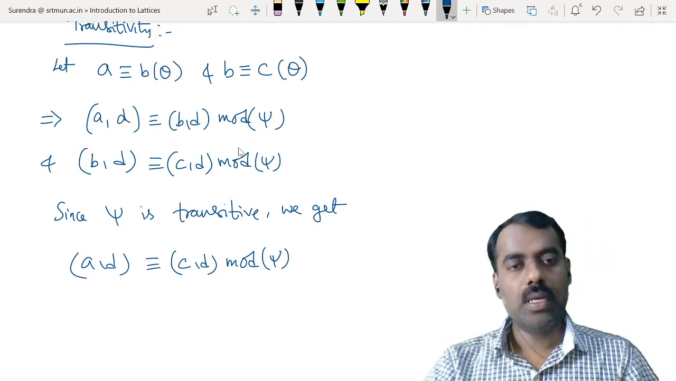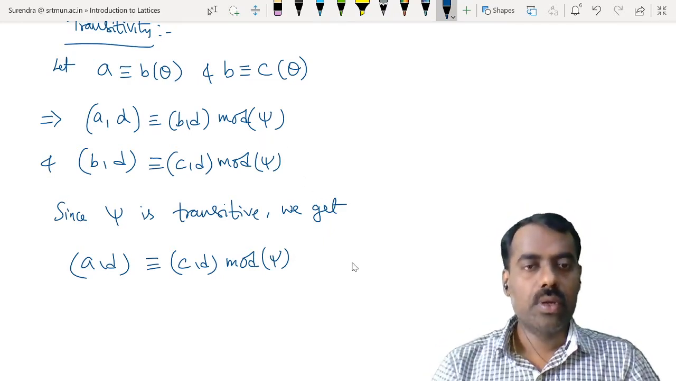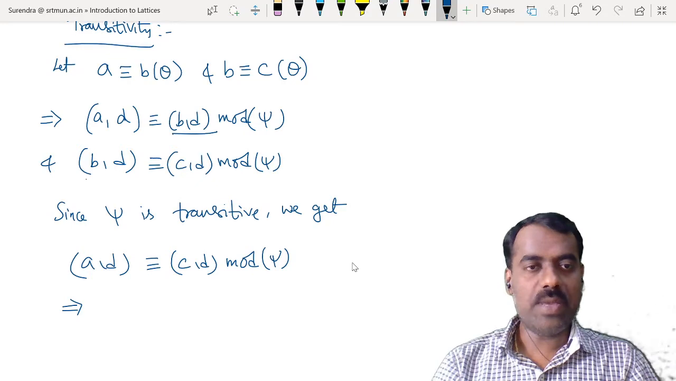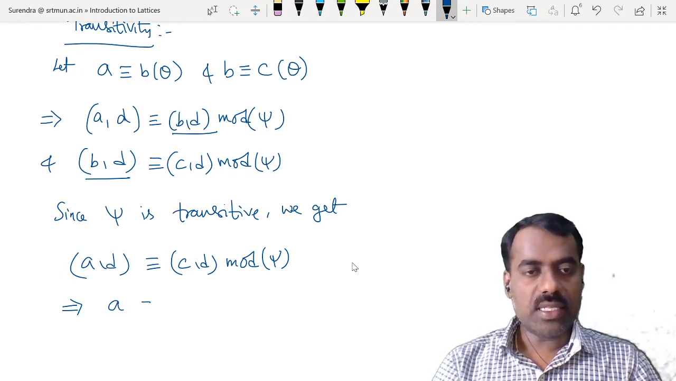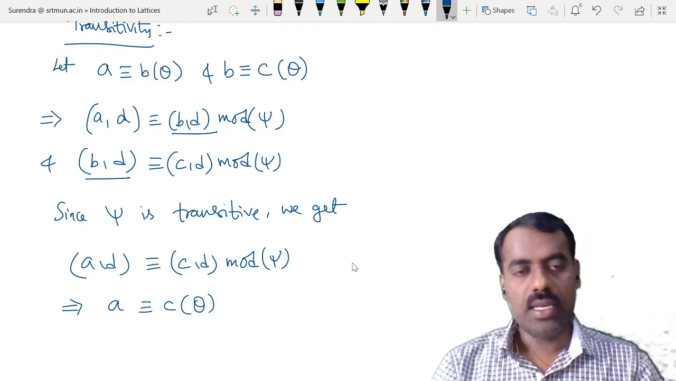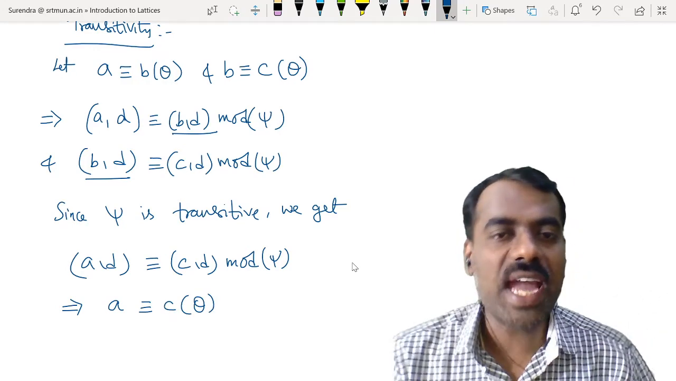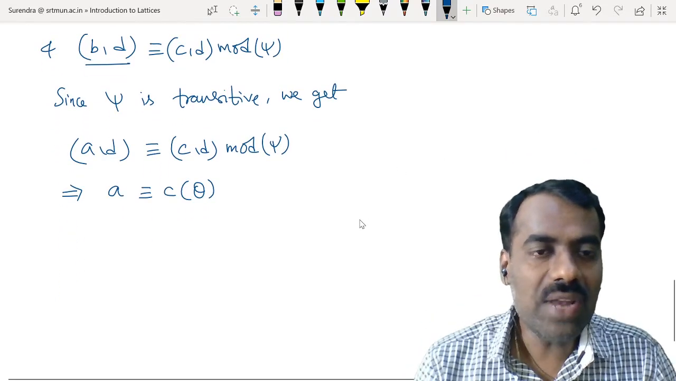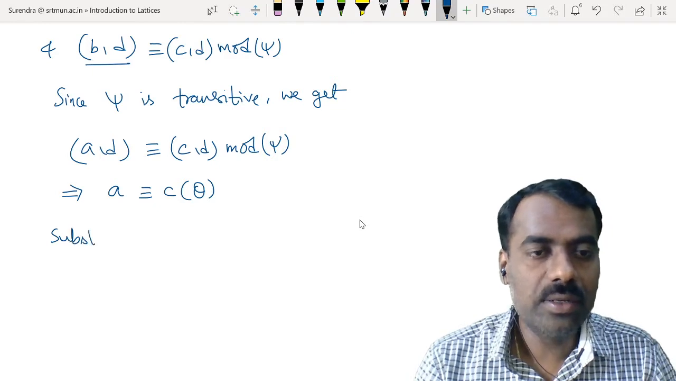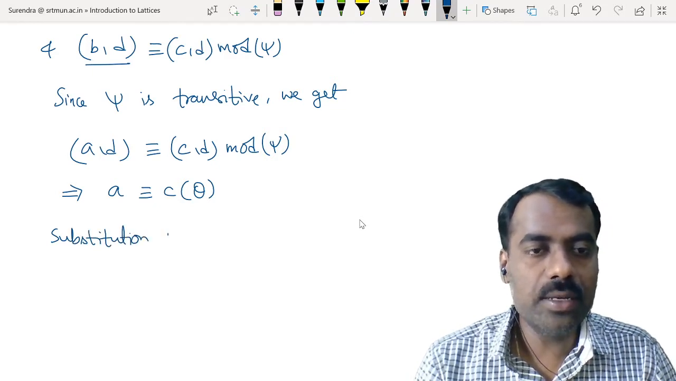Is this clear? Are you following? Yes, sir. So because this is B comma D and B comma D, and psi is transitive, therefore A comma D is congruent to C comma D, and by definition, because you have a D here, that shows that A is congruent to C modulo theta. So you should know how we are going from theta to psi and psi to theta, right? So we proved that theta is transitive. Now last one, substitution property.